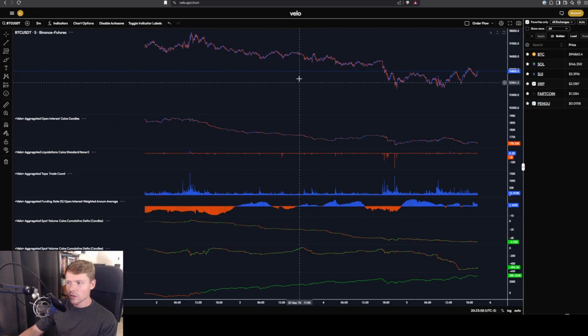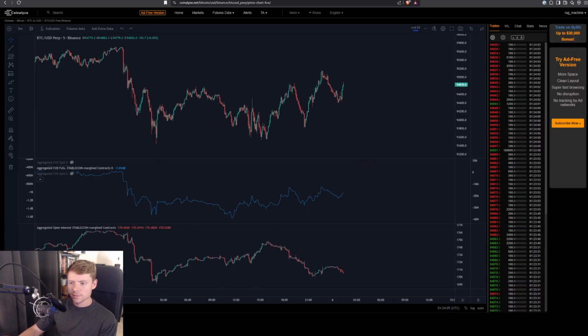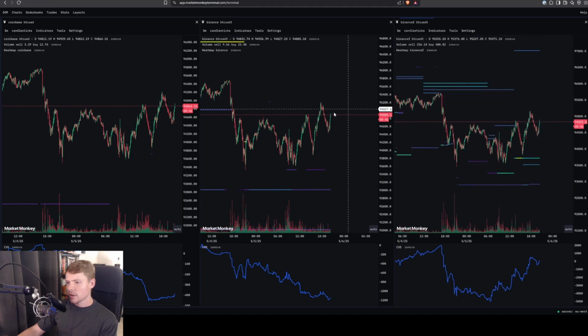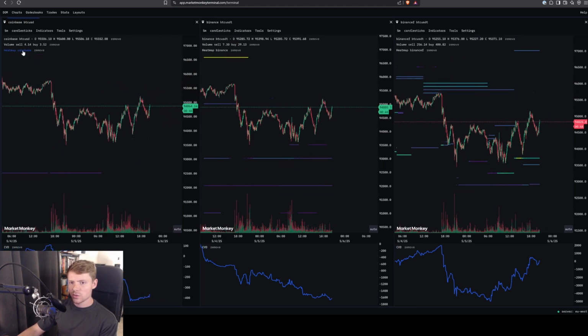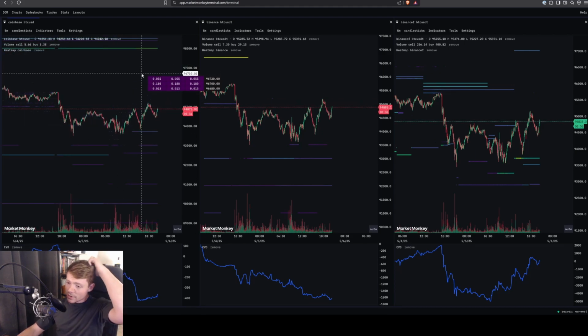The main ones that I use are going to be Velo. It's the same thing, right? Coinbase, Binance, Perpetuals, Coinalyze, and then this new Market Monkey terminal. I'm not hiding anything. These are the exact ones that I use. This one's nice because it also shows you the heat map. But other than that, that's basically it.